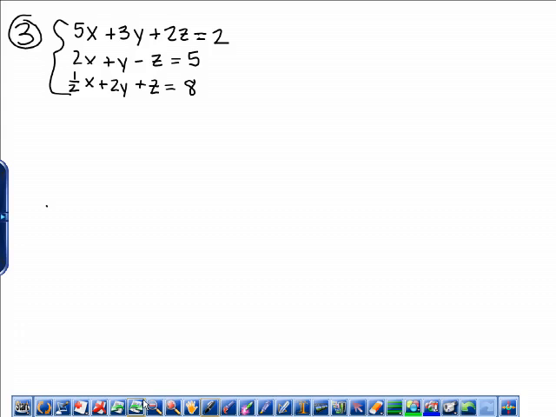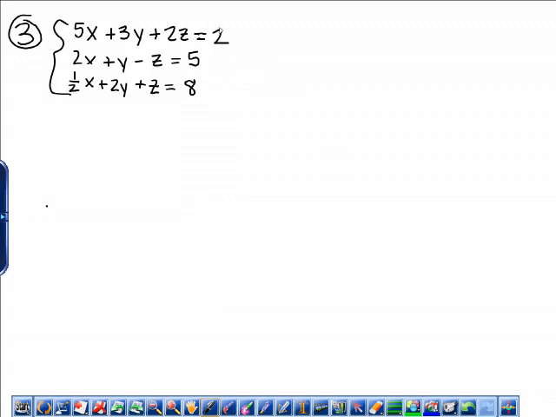Okay, another method we can use to solve 3 variable systems is called double elimination. For double elimination, the process is to eliminate one variable from equations 1 and 2, eliminate the same variable from equations 2 and 3, and then use those 2 equations that we get and solve. Like I said, this stuff isn't necessarily really hard, it's just tedious.